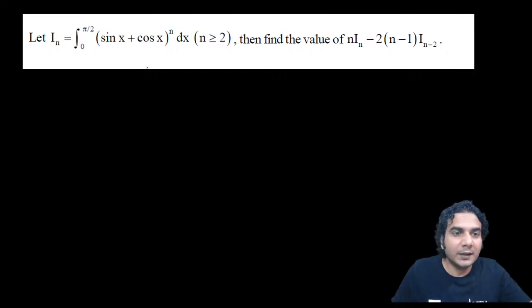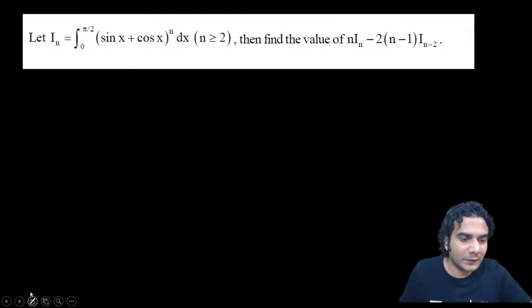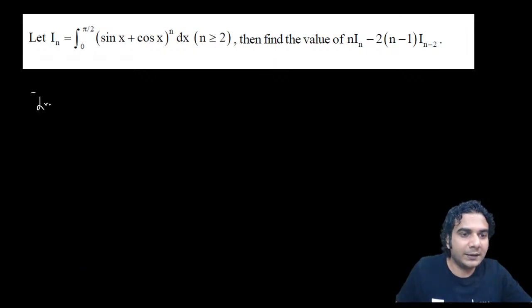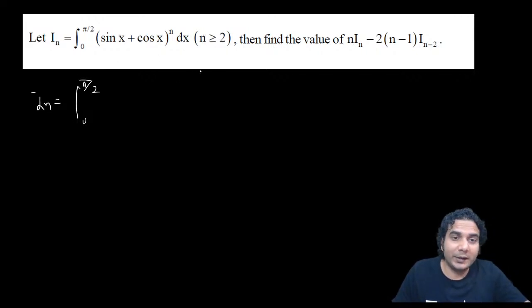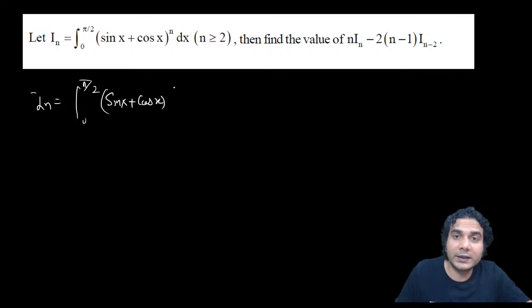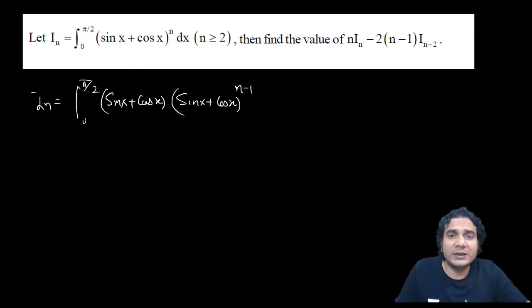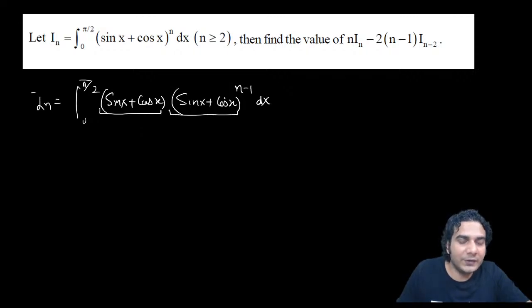All right, so let me do it then. See how to do it. In is equal to integral 0 to pi by 2. Now, how do we start? To start, you can take one expression outside, like sine x plus cos x. It is advisable to take one sine x plus cos x outside, leaving sine x plus cos x raised to n minus 1. Because if you integrate or differentiate sine x plus cos x, it will come out to be sine x minus cos x or sine x plus cos x, so they will just keep interchanging. So you can integrate this, you can differentiate this.